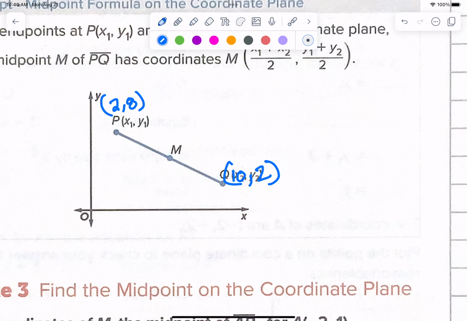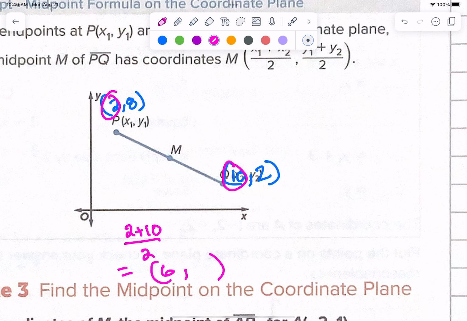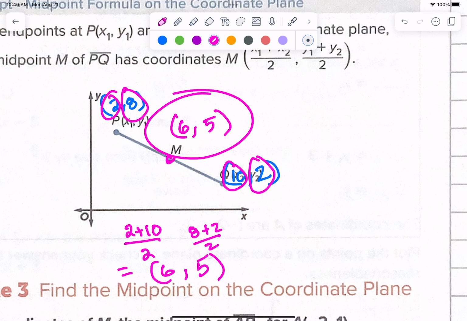Finding the midpoint is still like finding the average, except you have to do it twice for the x's and the y's, okay? So if I take 2 and 10, and I average them together, 2 plus 10 divided by 2, what's that? 6. That's going to give me my left end point. So this is the point 6, comma something, right? 8 and 2, if I add them together and divide by 2, that gives me 5. So 6, comma 5, that is the middle.